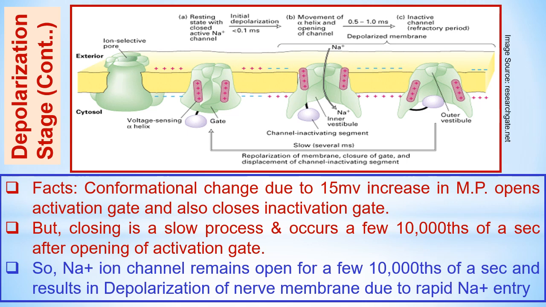But this closing of the inactivation gate is a very slow process, and before the closing of the inactivation gate, thousands of sodium ions enter inside the cell, and as a result of that the membrane potential goes to a positive level and the depolarization is achieved. The sodium ion channel remains open for a few 10,000ths of a second and results in depolarization of the nerve membrane due to rapid sodium ion entry.